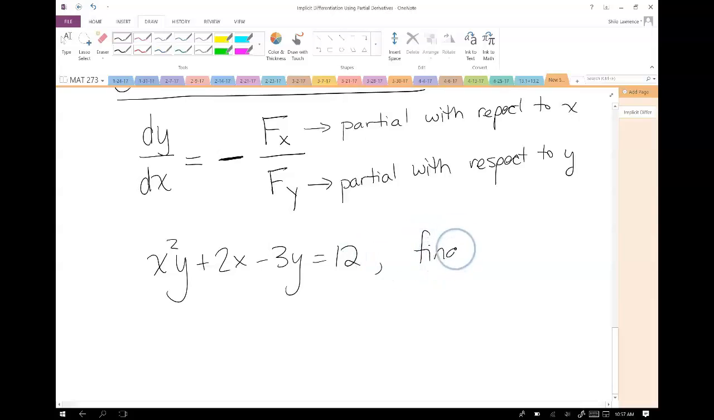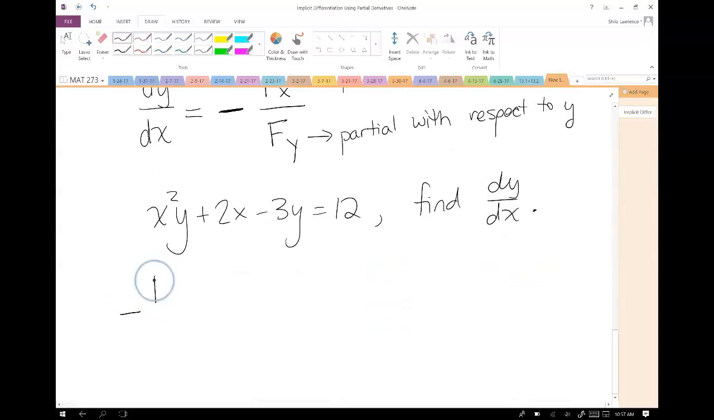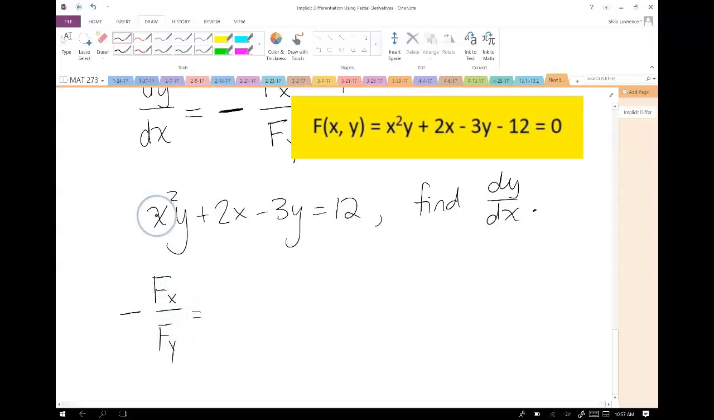If we want to find dy/dx using partial derivatives, we're going to do negative f sub x over f sub y. So I just want to go through and find the partial with respect to x. So I'm going to do 2xy plus 2. And on the bottom, I'm going to do the partial with respect to y, which is x squared minus 3.